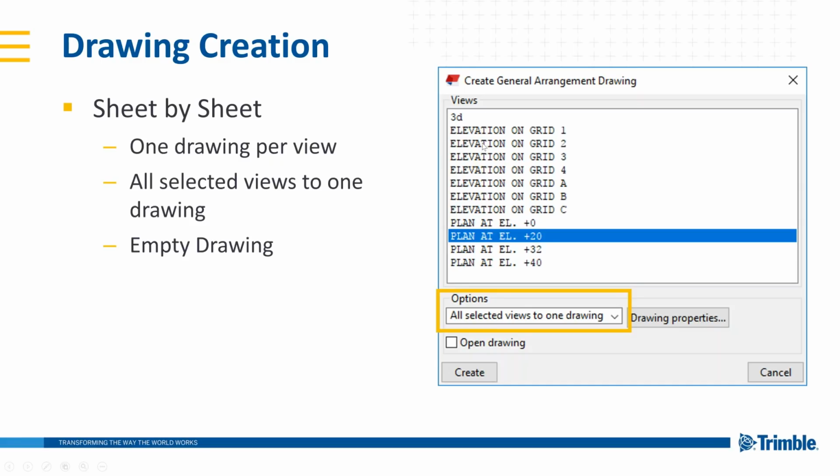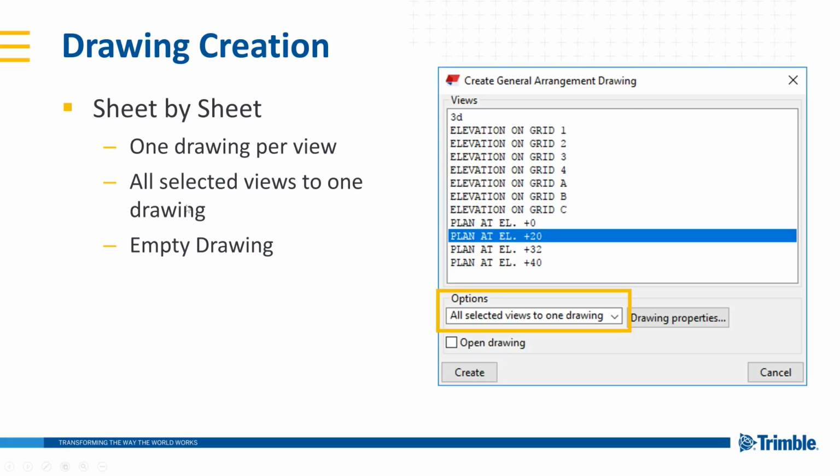Now, I can select any of these views. These are all of the model views that I have created and showed just a few moments ago. But there's a few different options here available to me. For one drawing per view, if I select 7 of my elevations, I'm going to create 7 sheets, one drawing for one view, and I'm going to have a sheet for each of these elevations.